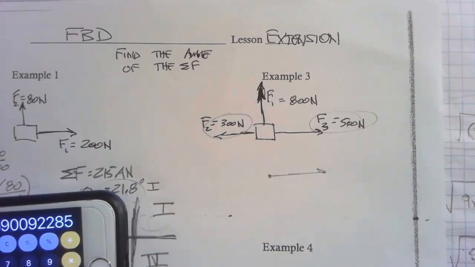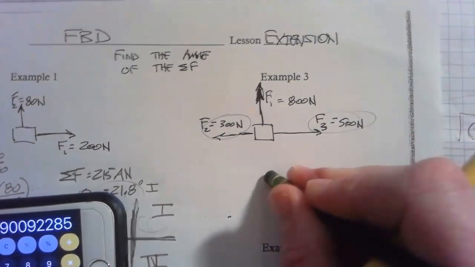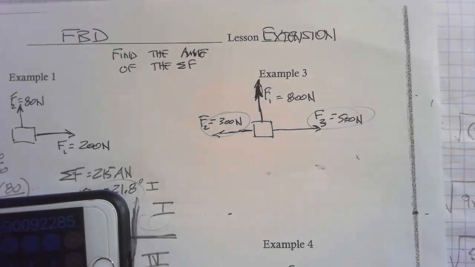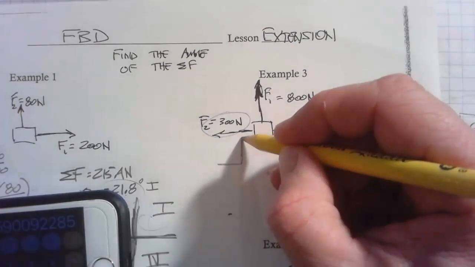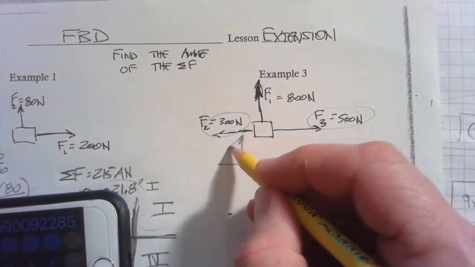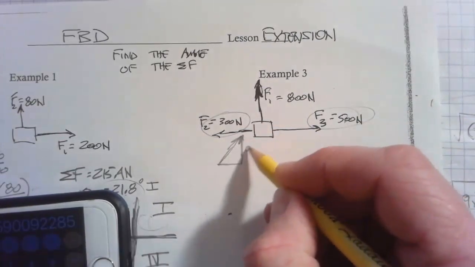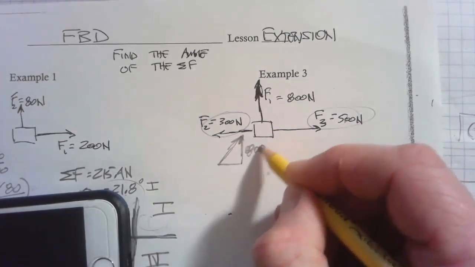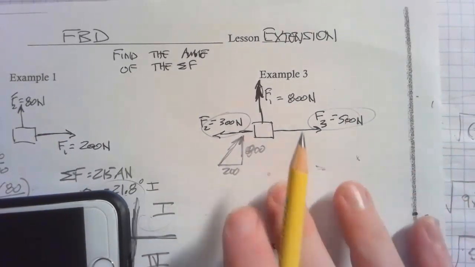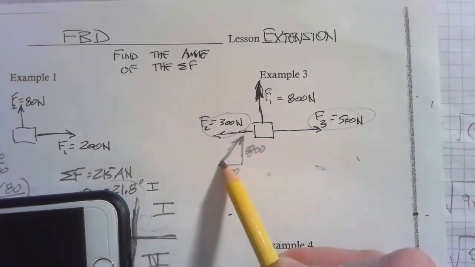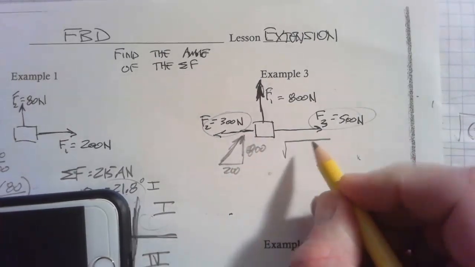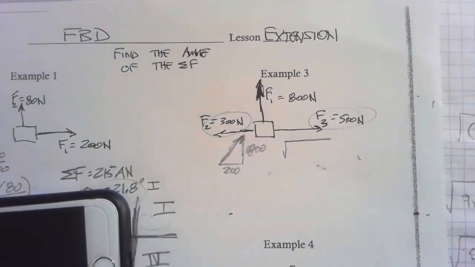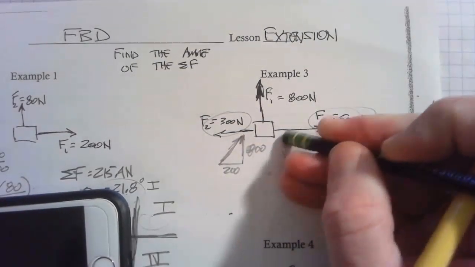I'm going to have to draw that smaller. So I got 200 right and 800 up. So 800 up, 200 right. And this is what I'm looking for. Its magnitude is going to be, so let's write that out. I'm just being all sloppy because I'm almost done.